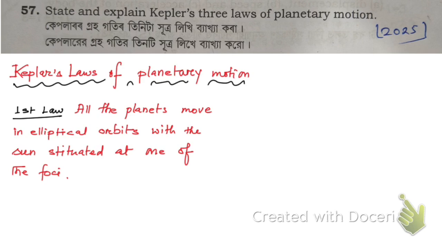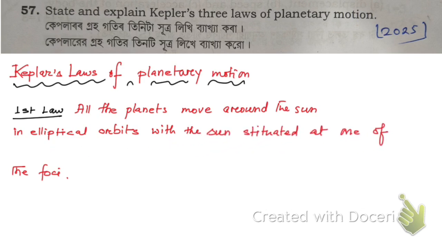You can add one more thing: all the planets move around the sun in elliptical orbits with the sun situated at one of the foci. Let me rearrange these lines. That's how you can write it.